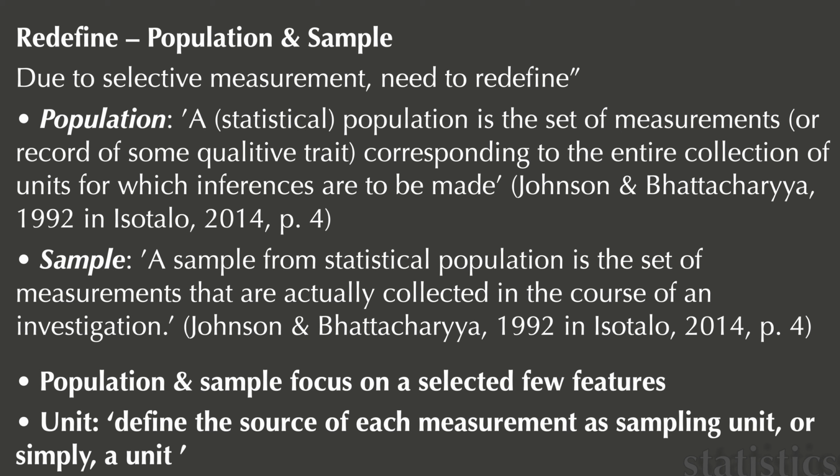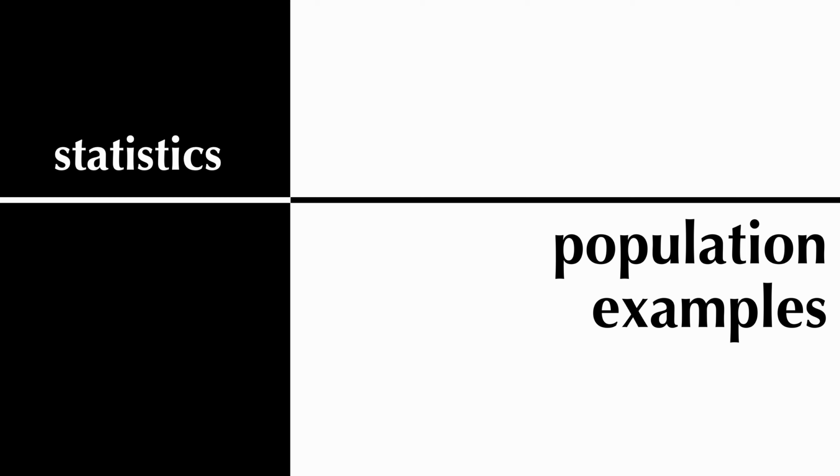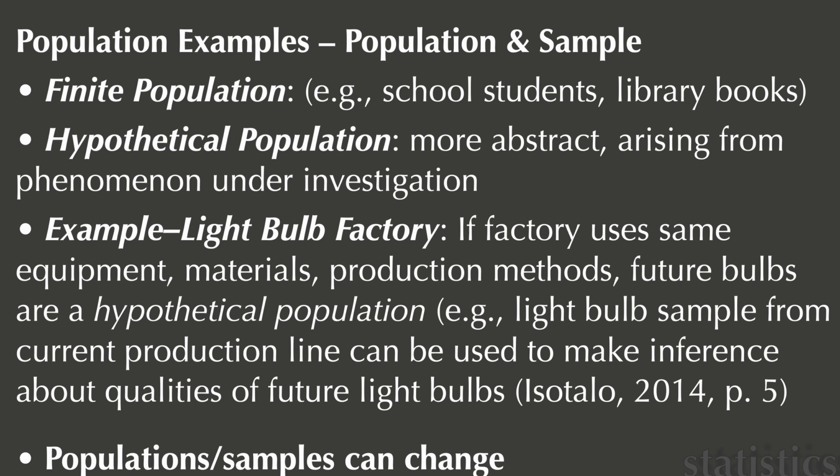So again, population and sample focus on only a selected few features, and we end up talking about the idea of a unit. That's the source of each measurement as a sampling unit, or simply a unit. Finally, give some examples to sort of show the different types of even population. Because you think a population is just a big group of people, but it's a little bit even more sophisticated than that. In contrast, a finite population and a hypothetical population.